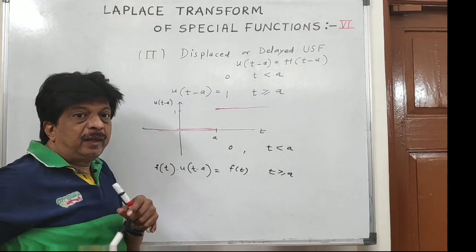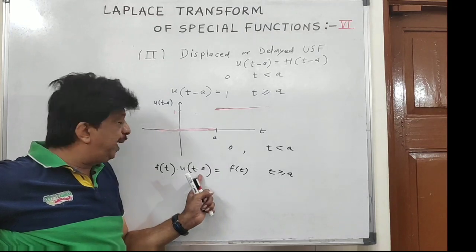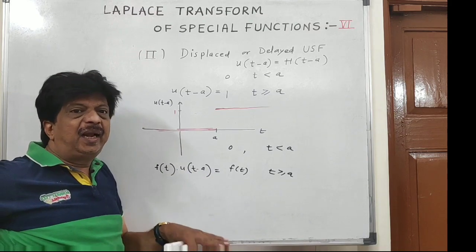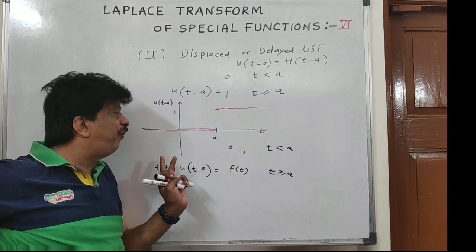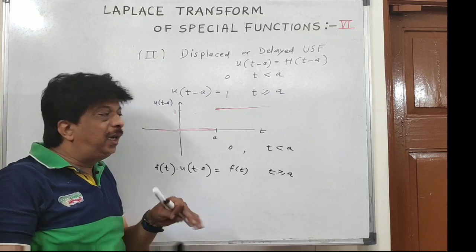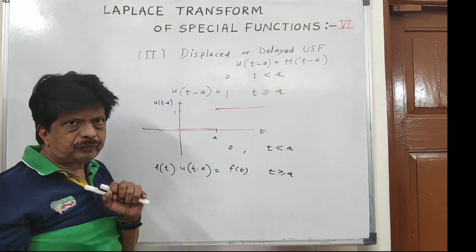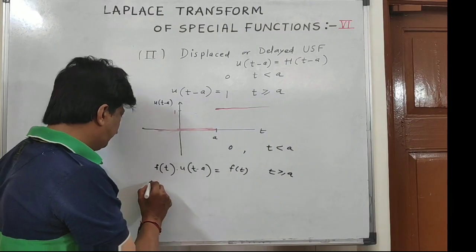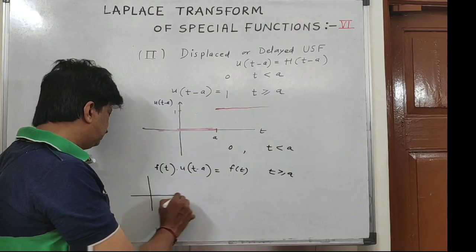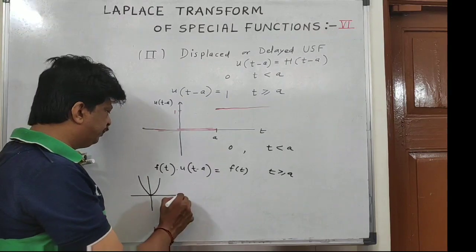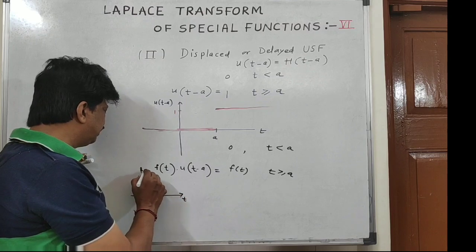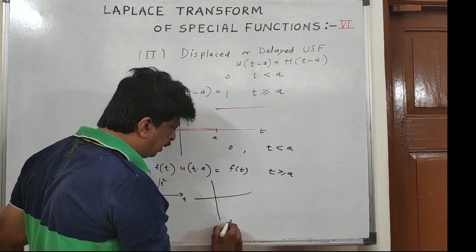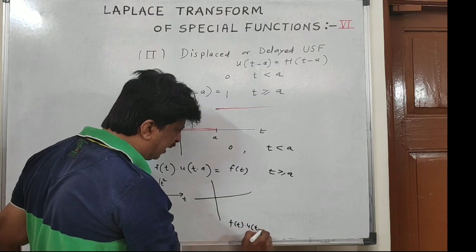So, what does it mean? The effect of multiplication of u of t minus a with any arbitrary function f of t means that the portion of f of t towards the left of point a is filtered or curtailed. Earlier it was towards the zero. Now let me plot this function. If f of t is a parabola, this is the parabolic plot, this is the t axis, this is the f of t axis, f of t is equal to t square graph. Now, what is the plot of f of t into u of t minus a?